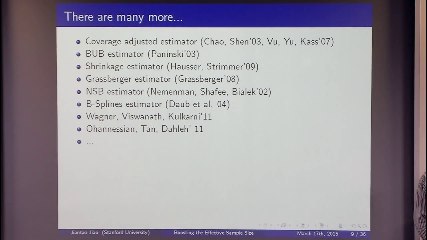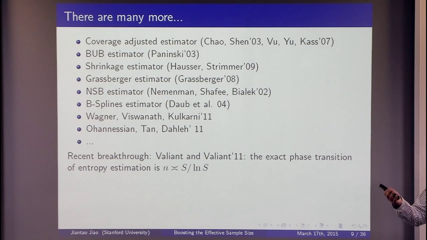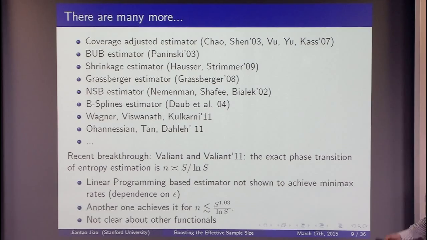It's really frustrating. We look at this question, but later there was a recent breakthrough by Valiant showing that the exact phase transition for entropy estimation is S over log S. It means that it suffices to take n much larger than S over log S to achieve consistent estimation. Now, for all the methods we analyzed, and some of them are hard to analyze, we cannot do it. But we look at their approach in slightly more detail.